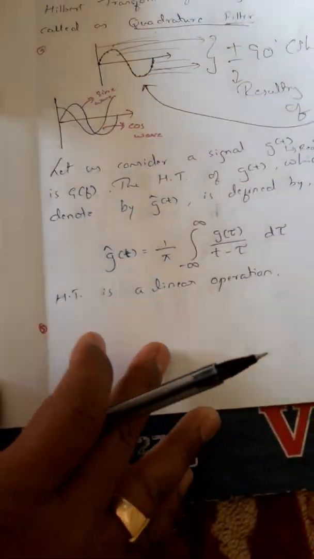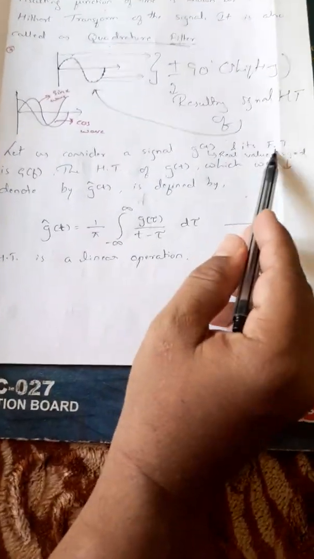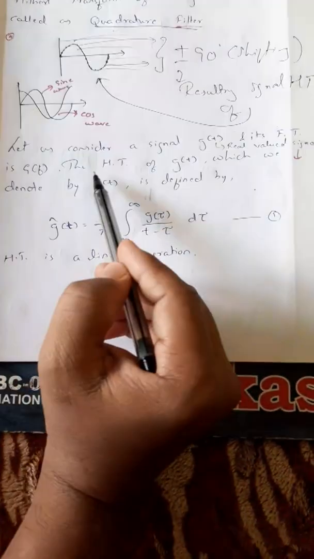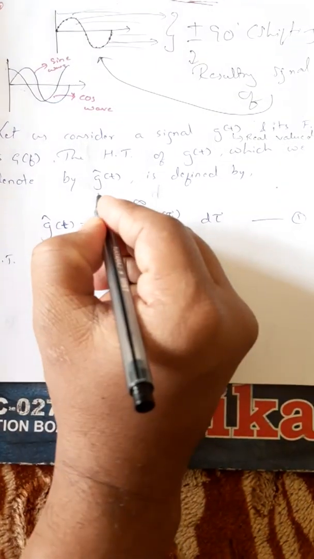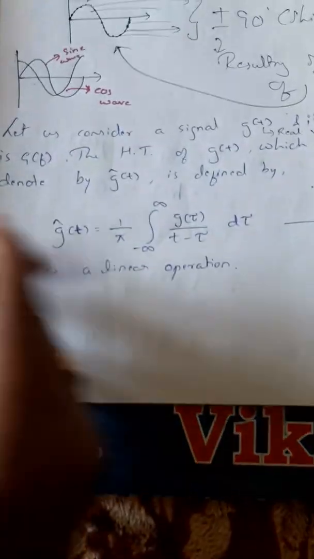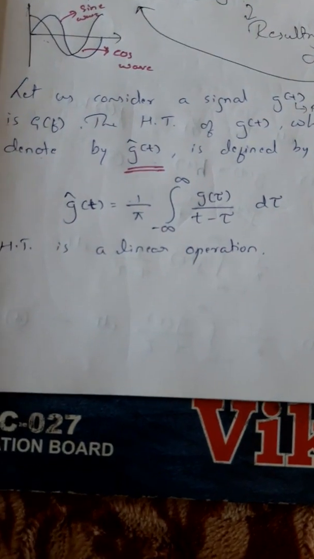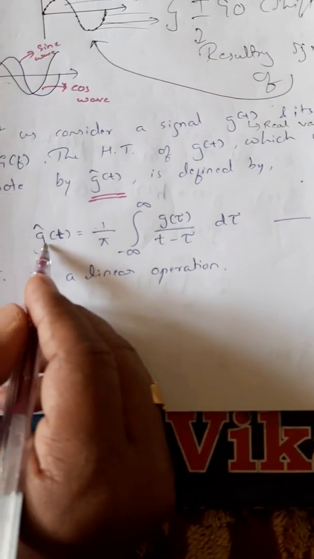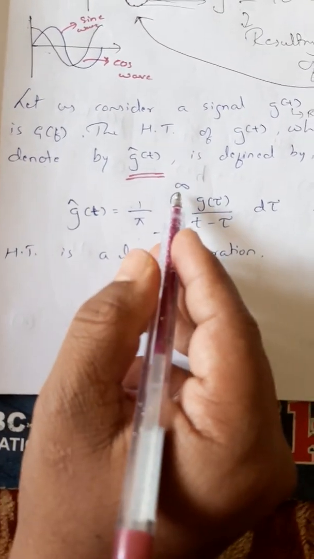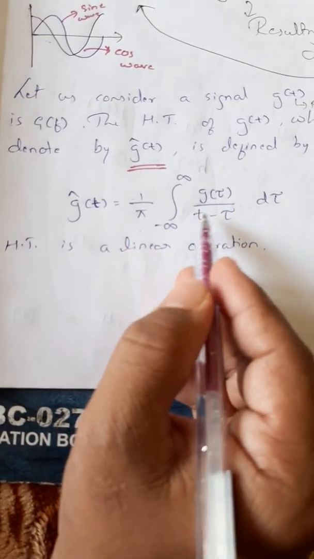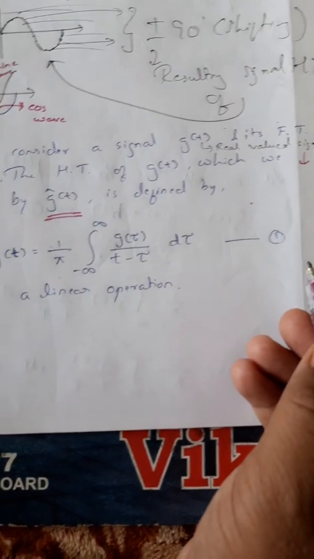So after seeing this, let us continue with this real valued signal, and its Fourier transform is G of f. The Hilbert transform of g of t, which we denote by g cap of t, is the notation we are going to use. It is defined as g cap of t is equal to 1 by pi integration from minus infinity to plus infinity g of tau divided by t minus tau d tau. I'll call this equation 1.